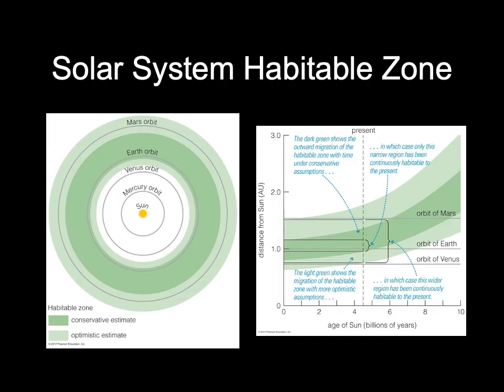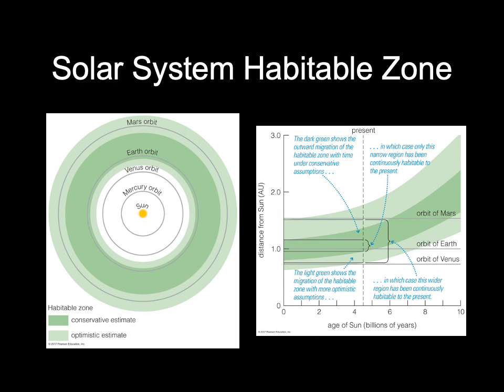And then as we can see here, here's the inner part of our solar system, where the terrestrial planets are. And you can see that Earth is the only planet that is definitely within the habitable zone. And we'll call that a conservative estimate, the darker green of where the habitable zone is around the sun.